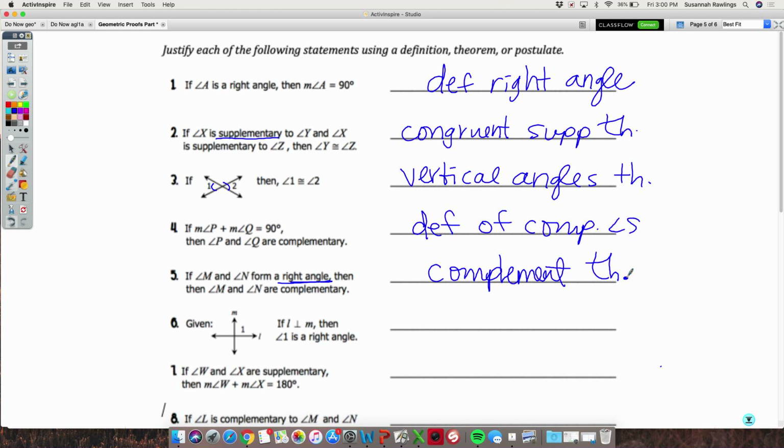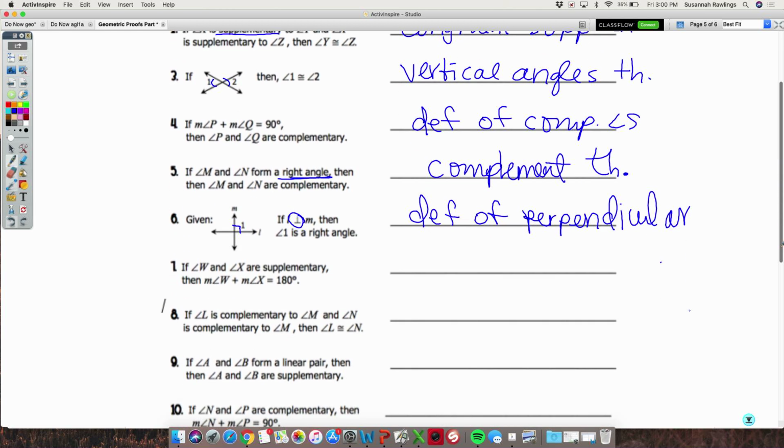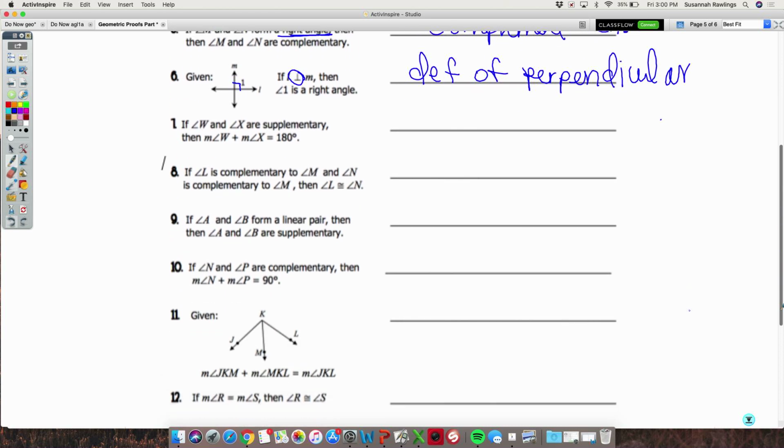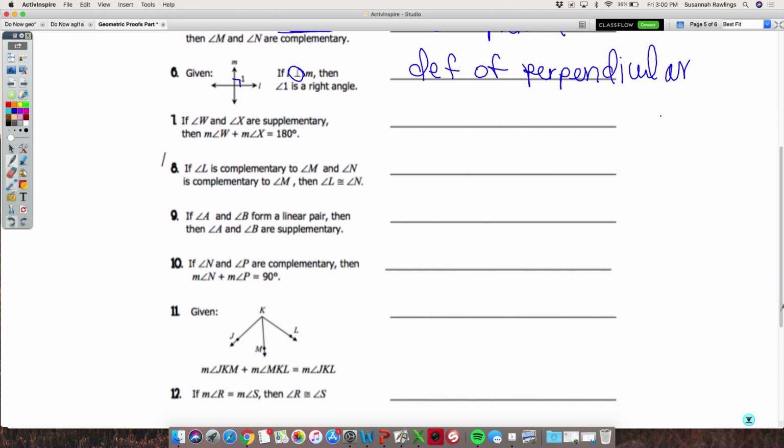Okay, number 6, we had to remember what this upside down T meant and what type of lines these are. Upside down T is, Marissa? Perpendicular. So this was definition of perpendicular. Definition of perpendicular is that they intersect at how many degrees? 90, very good.